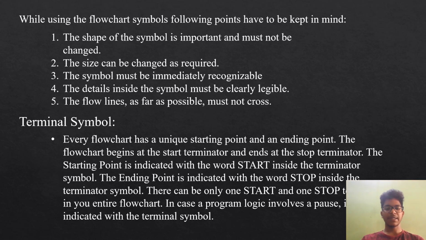The flowchart begins at the start terminator and ends at the stop terminator. The starting point is indicated with the word start inside the terminator symbol. The ending point is indicated with the word stop inside the terminator symbol. There can only be one start and one stop to the entire flowchart. In case the program logic involves a pause, it is indicated with the terminal symbol.